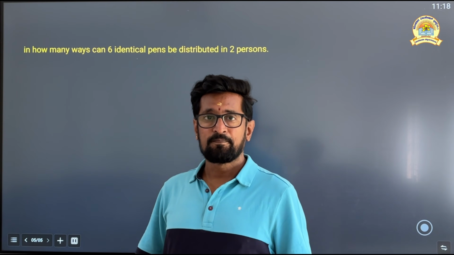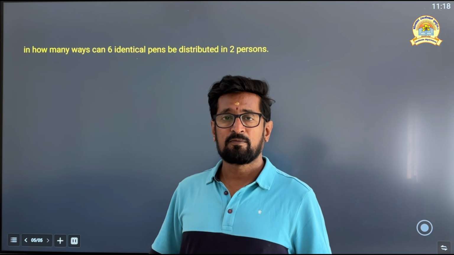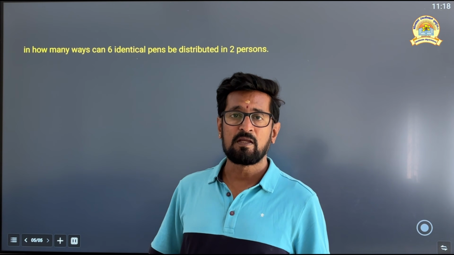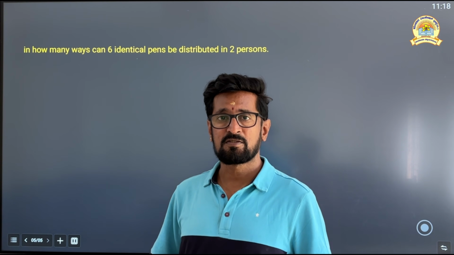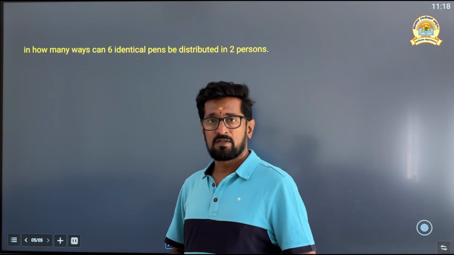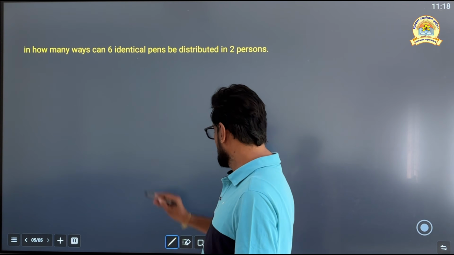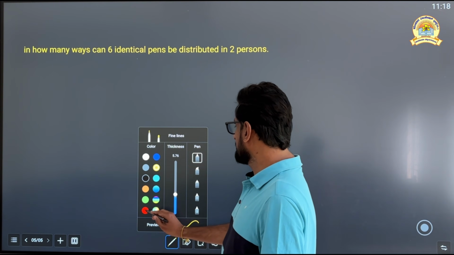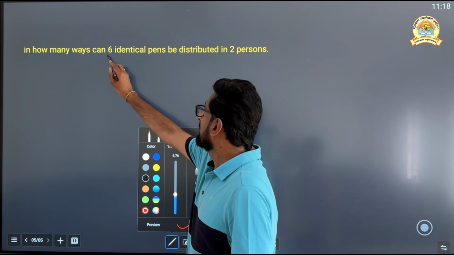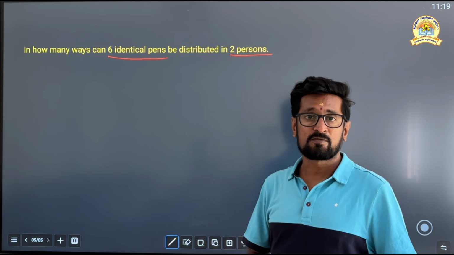Good morning, everyone. Today, let me discuss the concept of distributions in the permutations and combinations chapter, which belongs to 11th standard. What is the question? In how many ways can six identical pens be distributed to two persons?